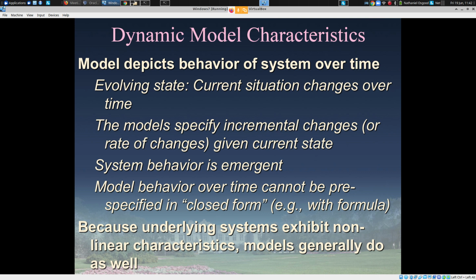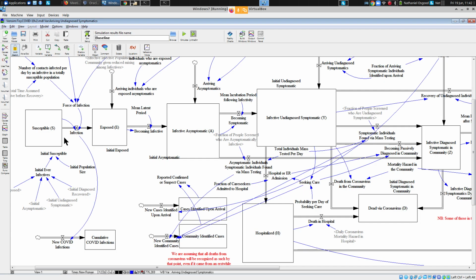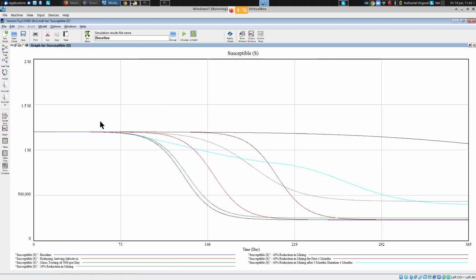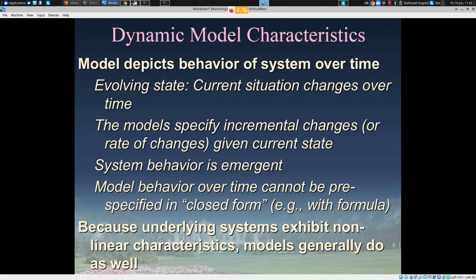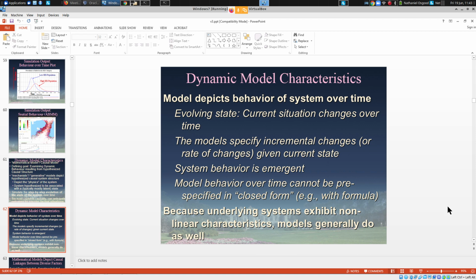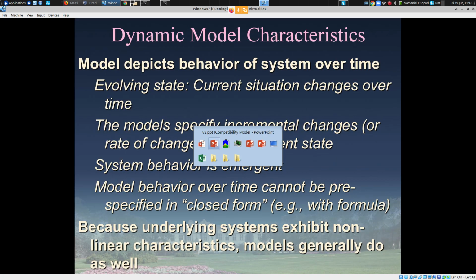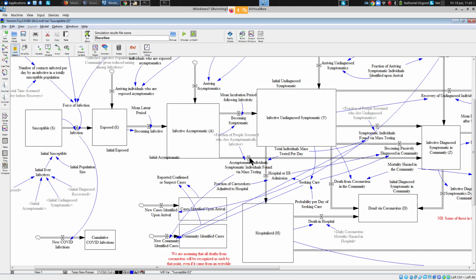So a model here depicts the behavior of the system over time. There's an evolving state. Each of these are elements of the state, and over time, we get an evolution of those elements of the state here for different scenarios. And the models specify how do things change given the current state. I started by saying this is a dynamic system. This is a dynamic system. It's a system whose behavior at any one time depends on its current situation.